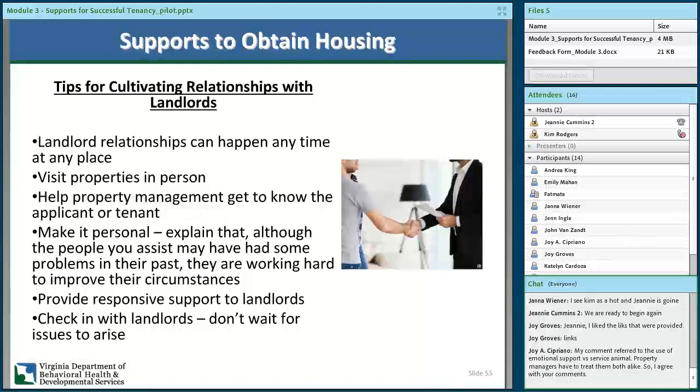Provide responsive support to landlords. That is, return landlords' calls in a timely manner and work to get them the information they need. Build trust and confidence with landlords so they know they have someone who can help problem solve tricky situations that may arise. And last, check in with landlords. Don't wait for those issues to arise. Call the landlord periodically, especially during the first several months of occupancy, just to check in and see how things are going.